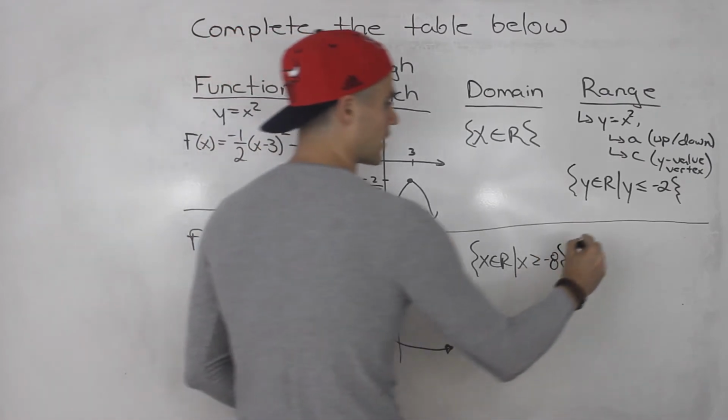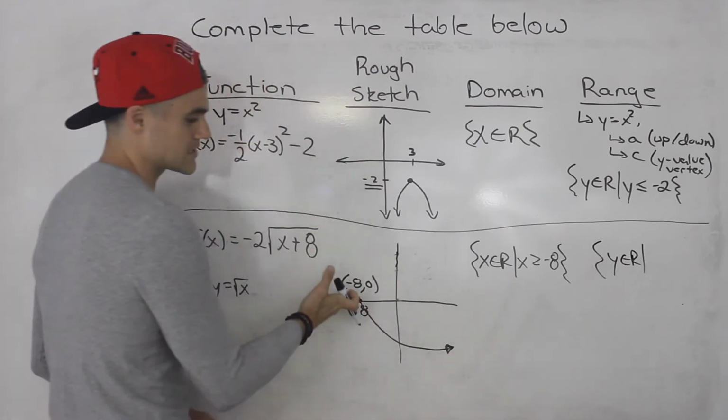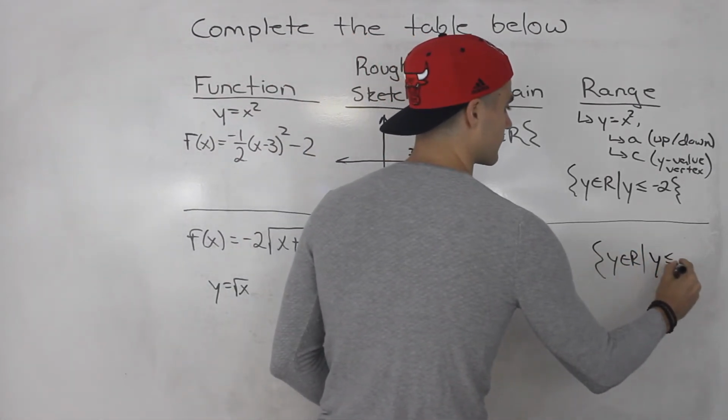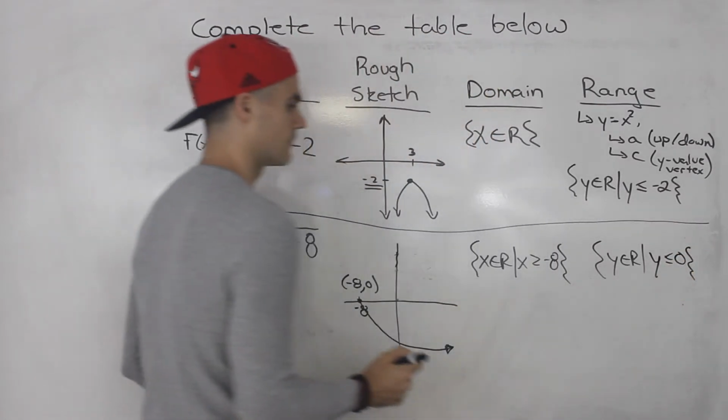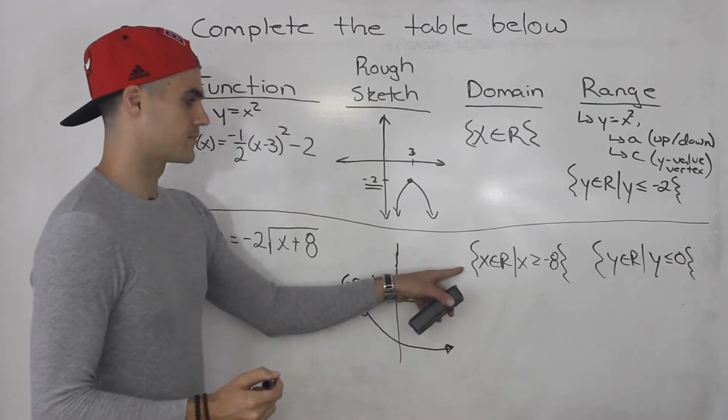And then what about the range? Well, the range is y is an element of real numbers, but y has to be less than or equal to 0. All the y values have to be negative. Like that.